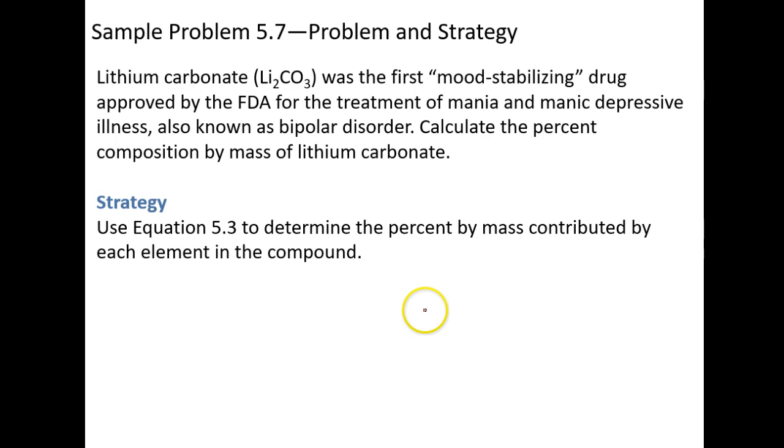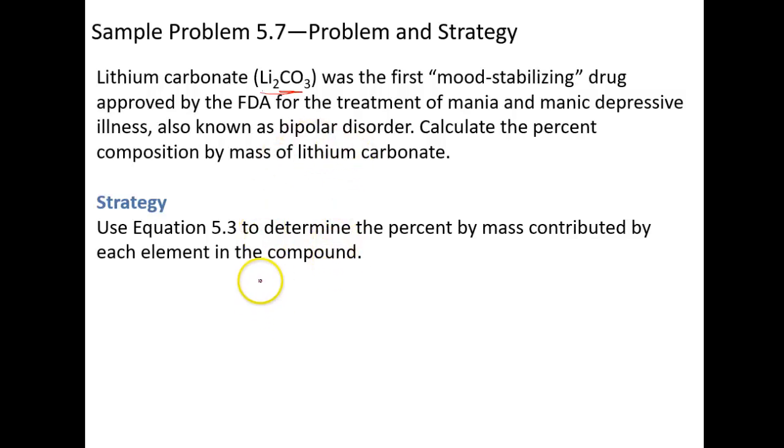So here's some sample problems, all right? Lithium carbonate was the first mood stabilizing drug. I don't know if you guys have heard of lithium as a mood stabilizing drug. Well, this was the compound, lithium carbonate. Okay, it was approved by the FDA for the treatment of mania, manic depressive illness, and bipolar disorders. Calculate the percent composition by mass of lithium carbonate.